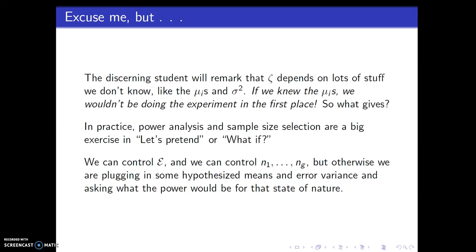A discerning student, as Gary likes to say, will remark that this non-centrality parameter depends on a lot of stuff we don't actually know. Like, we don't know the mu i's. We don't know sigma squared. If we knew the mu i's, we wouldn't be doing the experiment in the first place. So how in the world can we go about estimating something that depends on something we don't even know? Okay?